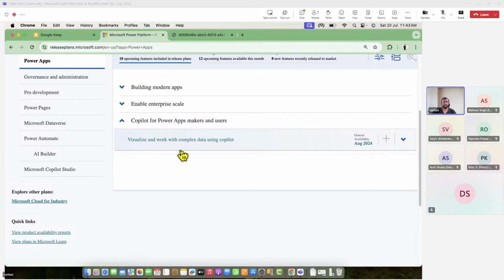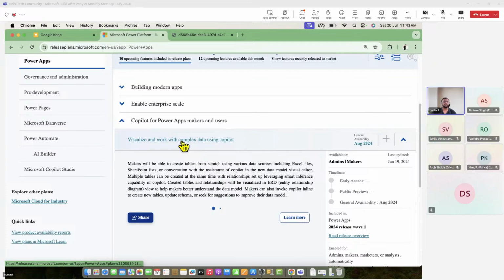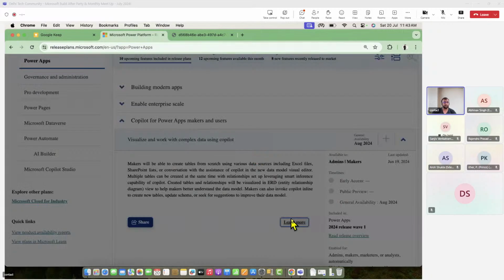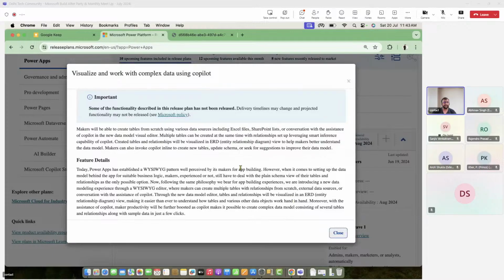So then Copilot for Power Apps and Maker users. Again, we know that right now Copilot is already available at the Power Apps and Dataverse level. And this feature is already available right now. Probably you can try it out, and I have a dedicated video as well on top of that.